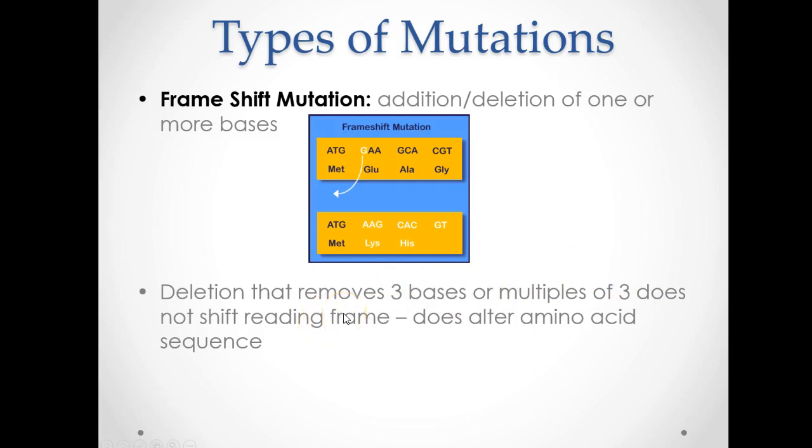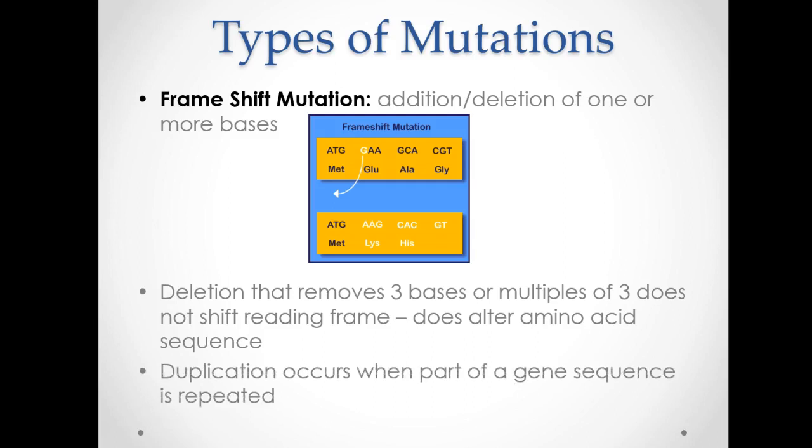You're not changing all of the amino acids. You're just going to be missing a single amino acid or 2 or 3, depending on how many bases got deleted. And then conversely, if we duplicate a part of a gene, if we copy it an additional time, we would have more amino acids in our sequence than we need, and we would have a part of that amino acid sequence that actually is replicated.